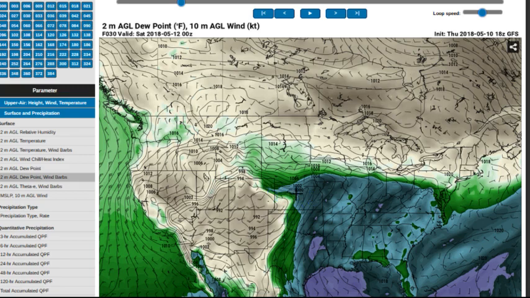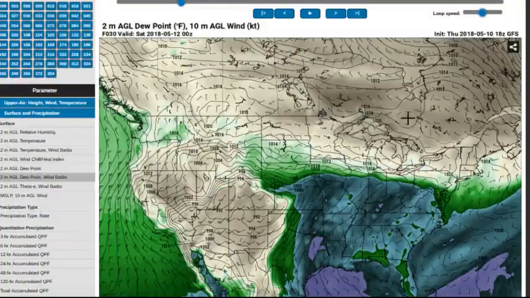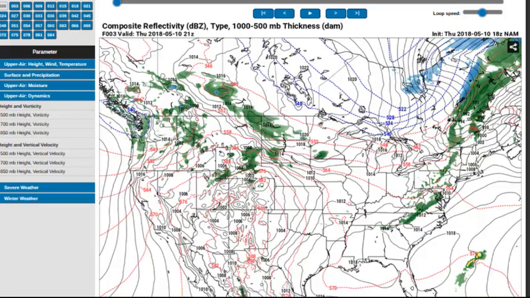I think that cap is going to be a little bit too strong. Here's a sounding around Pratt. I don't know, it looks a little bit weaker in there, so things may come together. Let me take a look at the NAM, see what breaks out.